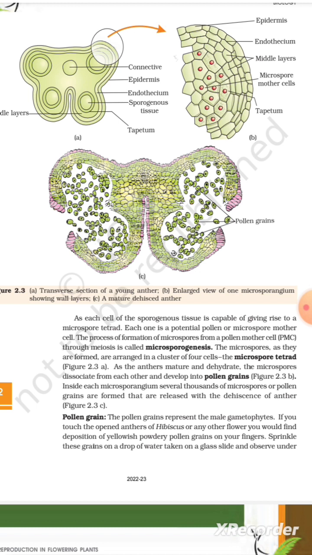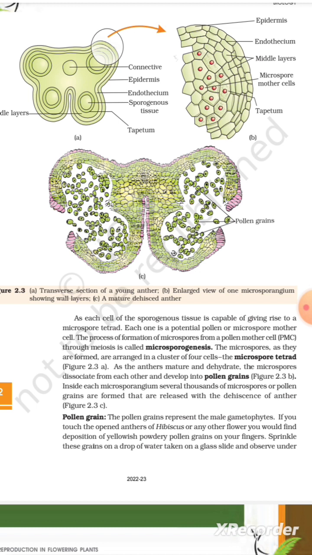pollen grains. Figure 2.3b. Inside each microsporangium, several thousand microspores or pollen grains are formed that are released with the dehiscence of the anther. Figure 2.3c, pollen grain. The pollen grain represents the male gametophyte.